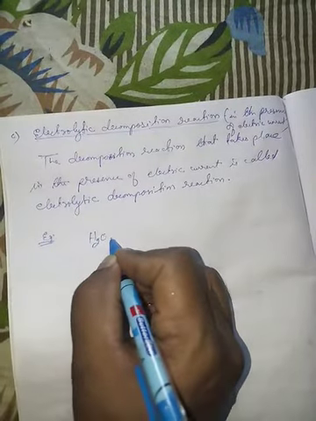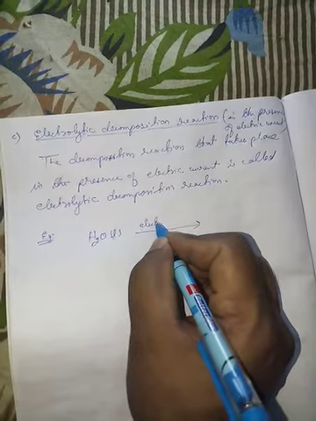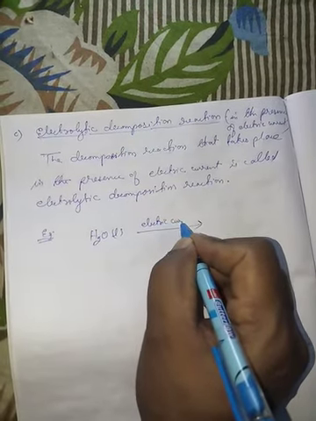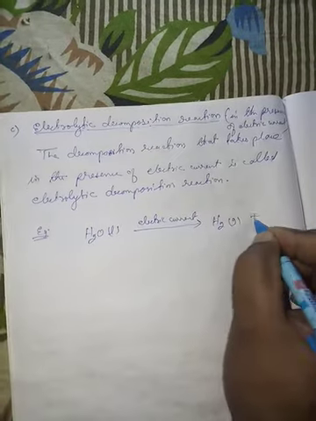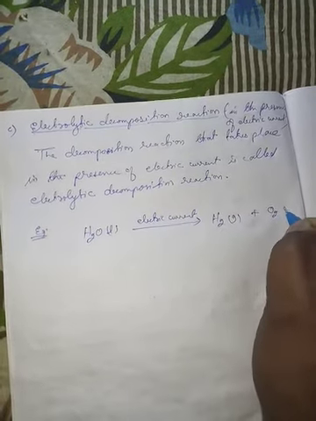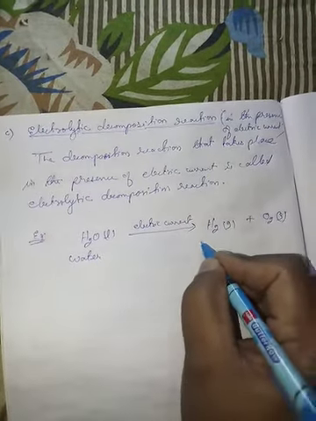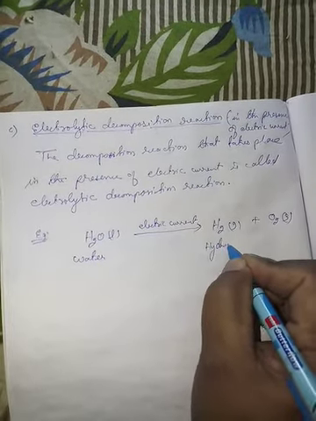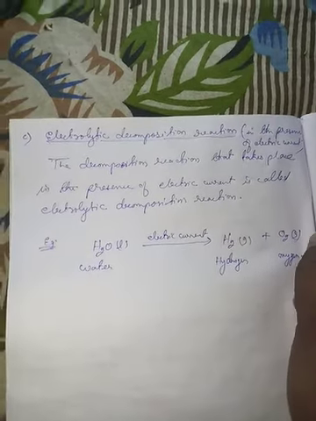Example, water, that is in liquid state. When electric current, that is electrolysis, is done, electric current is passed, it breaks into hydrogen gas and oxygen gas. That is water, hydrogen, oxygen. Okay.